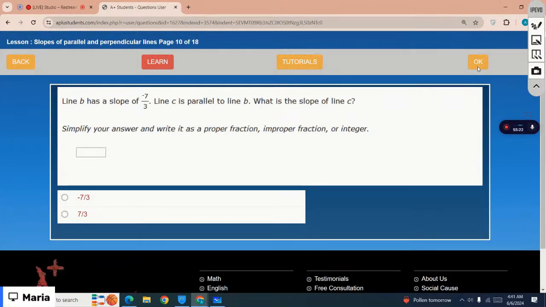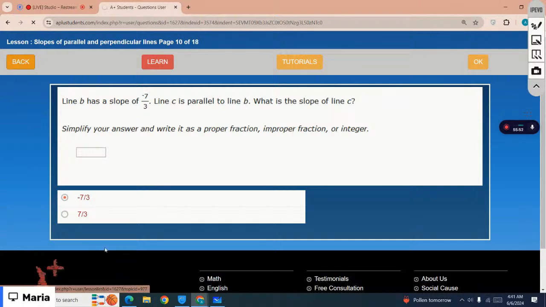Line B has a slope of negative 7 over 3. And line C is parallel to line B. What is the slope of line C? So which is the correct option? That is negative 7 over 3, right? Because parallel lines have exactly the same slopes.